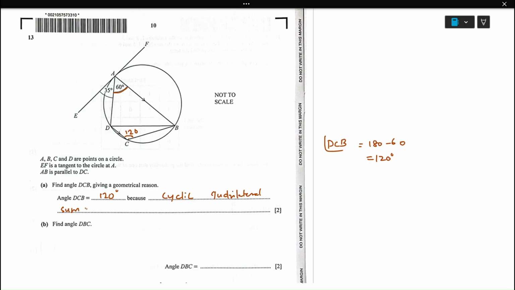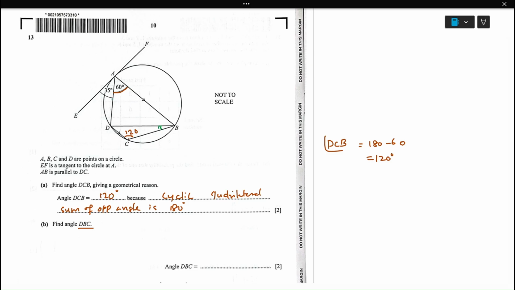Sum of opposite angles is, we can write supplementary or 180 degrees. So we'll write 180 degrees. So next, what we need to find is DBC. Where is DBC? So we need to find out this angle DBC.